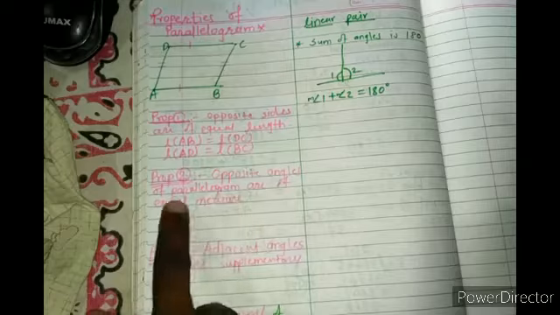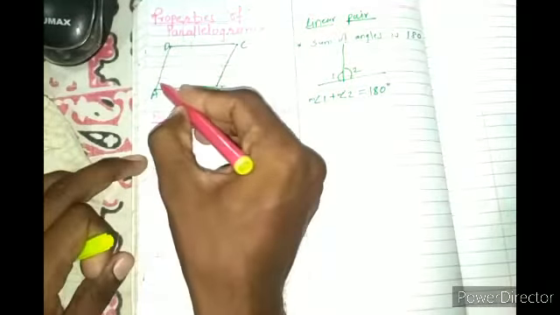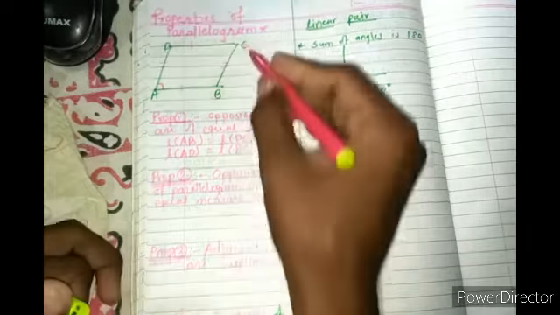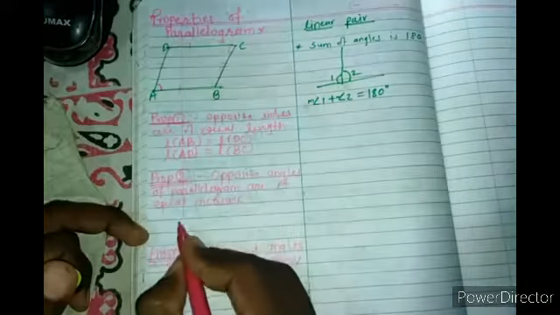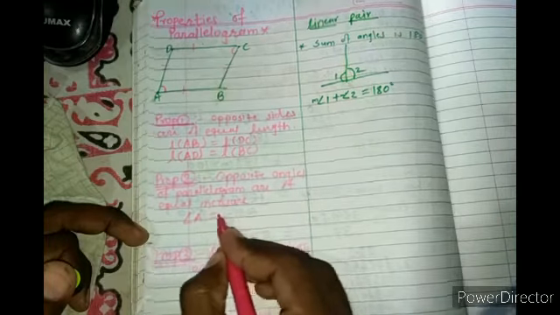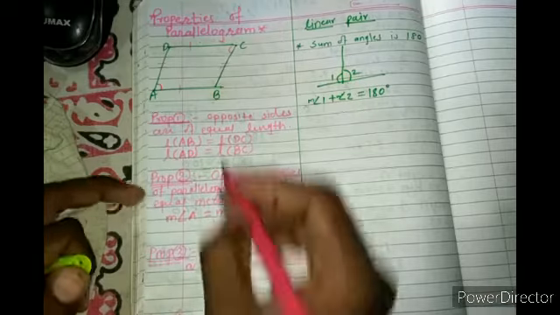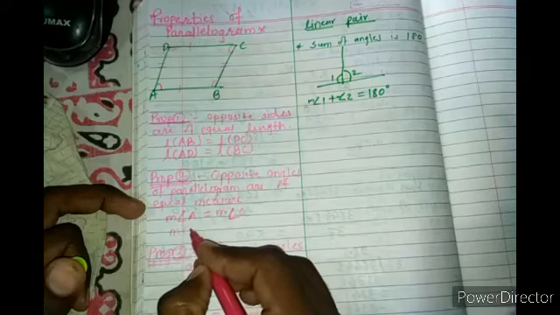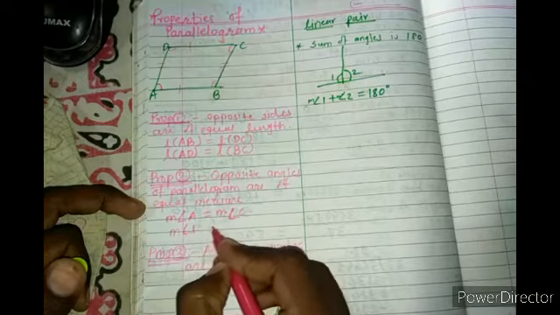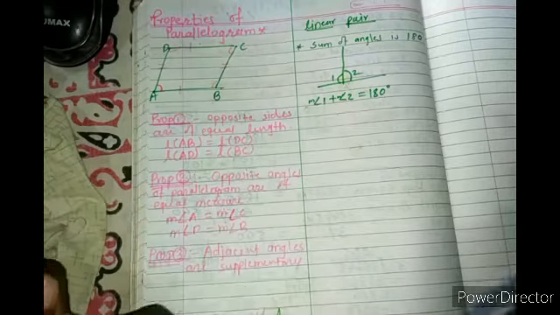The opposite angles of a parallelogram are of equal measures. Suppose this angle A is opposite. I am taking this opposite, right? So what is the opposite angle of this angle A? Yes, it is C. So measure of angle A equal to measure of angle C. Like that, measure of angle B equal to measure of angle D. So this is the second property.